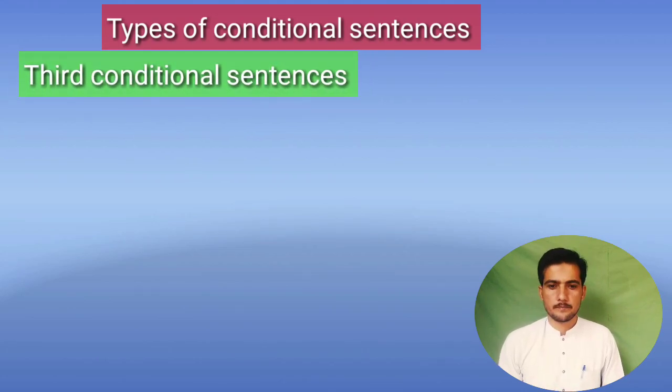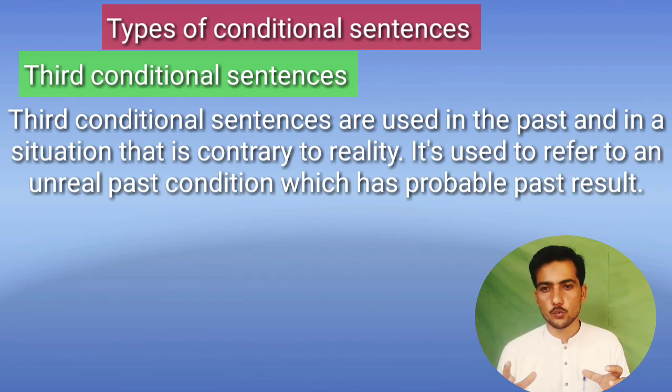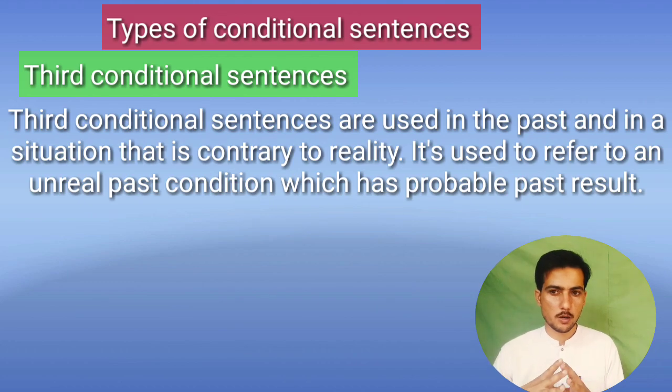Third conditional sentences. Third conditional sentences are used in the past, in a situation that is contrary to reality. It is used to refer to an unreal past condition which has a probable past result. In simple words, third conditional sentences will be used whenever we talk about past events. Mostly whenever we communicate with one another, sometimes we talk about past events. So when we talk about past events, definitely there will be such sentences, we consider such conditional sentences which can describe an unreal past condition which has a probable past result.